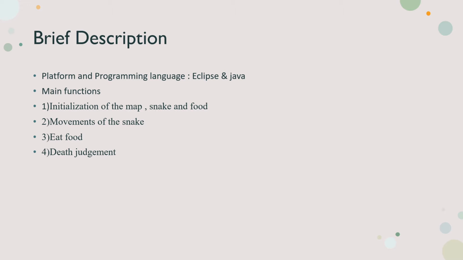Third is eat food. When the snake head touches the food, it means that the snake is ready to eat this food and get a score. The next food will appear at any position on the map except the snake body, and the user can control the snake to eat this food again.